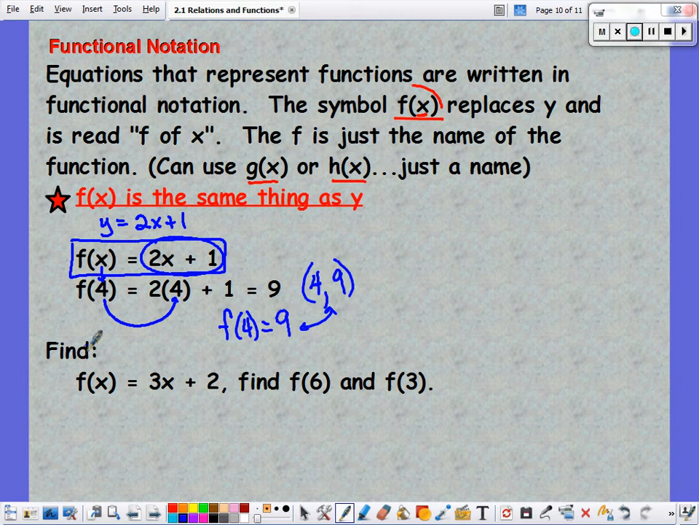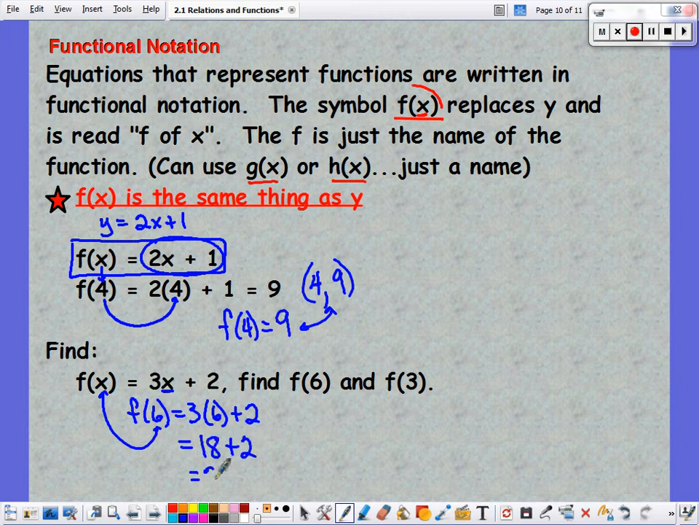So here, let's go ahead and find, f of x is 3x plus 2. Find f of 6 and f of 3. Well, let's do f of 6. Replace the x with 6. See how we replace the x with 6 here? So I replace the x with 6 there. So go ahead and solve. You get 18 plus 2, and you get 20. What is f of 6? 20. What's f of 3?